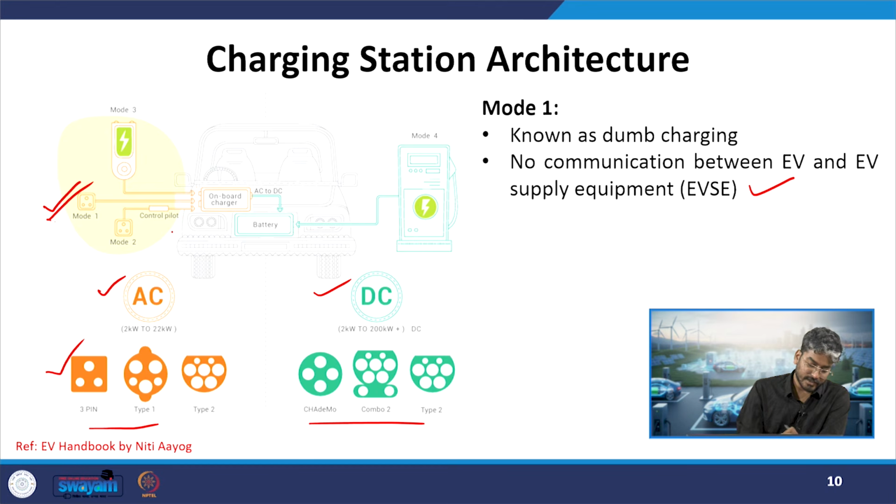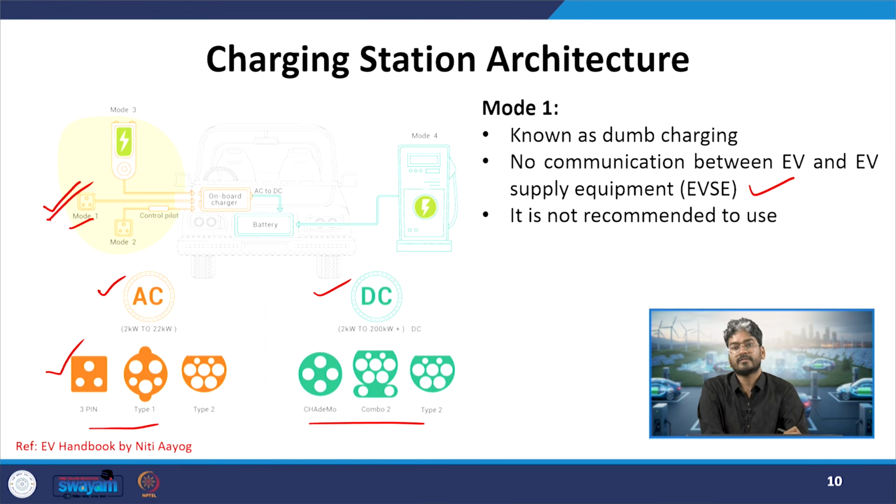And the battery bank. So, we will be having this mode 1, the simplest way of charging, but there is no communication protocol between our electric vehicle and the EVSE. EVSE stands for electric vehicle supply equipment. It is not recommended to use because we do not have any type of communication between these two components.